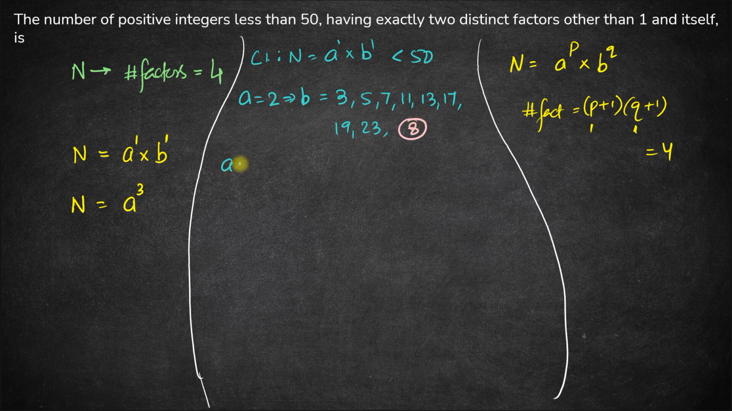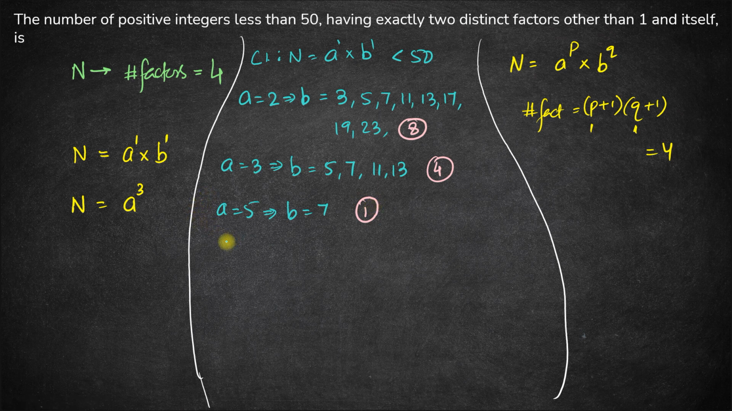What if a is 3? If a is 3, b can be either 5, 7, 11, 13. It cannot be 17 because 3 into 17 is 51. So these are the only 4 possibilities if a is 3. What if a is 5? Then b can be 7, but it cannot be 11 also. It can only be 7. So only one possibility here.